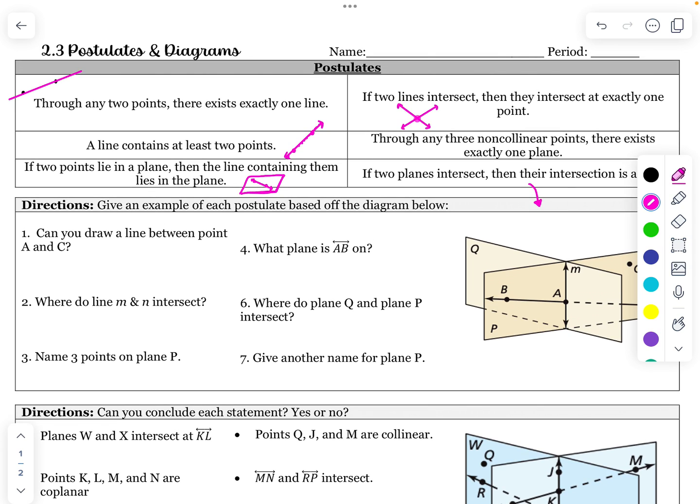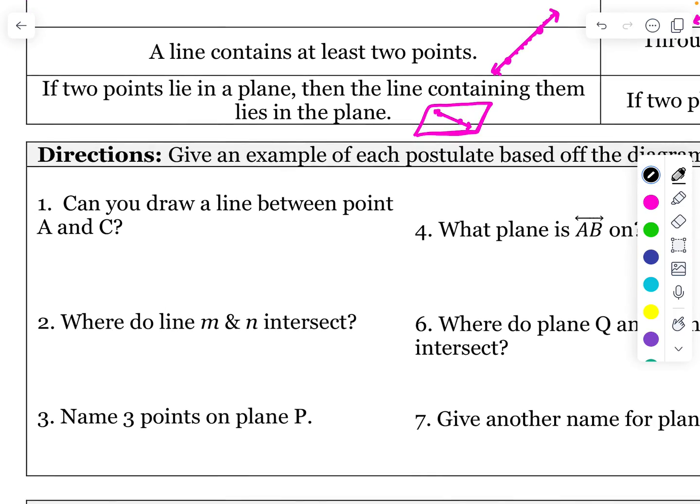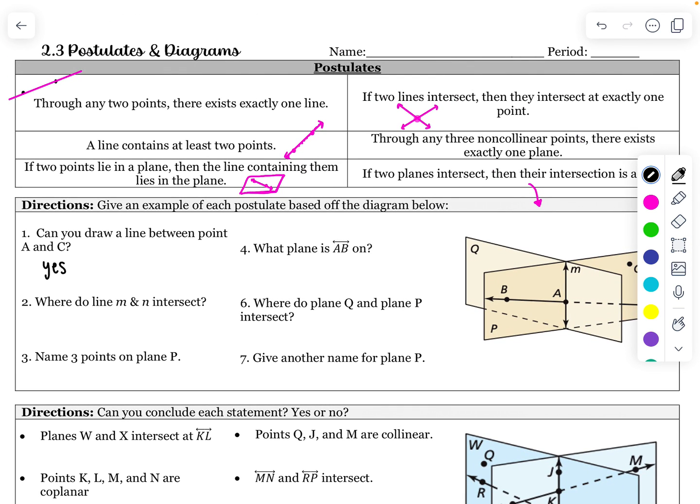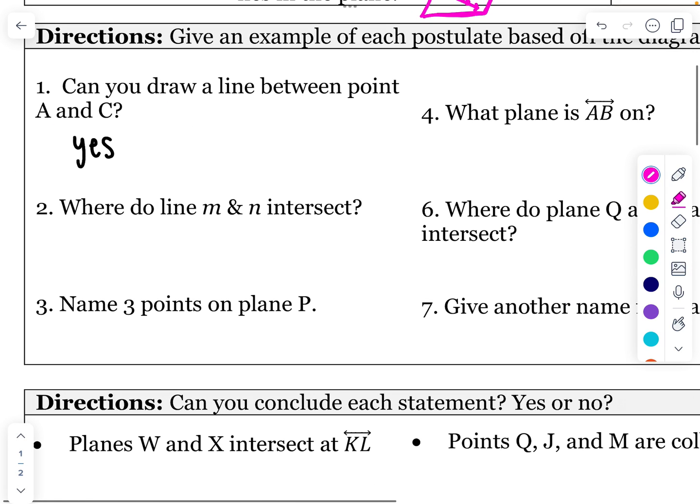So I am going to work a couple of these with you, and then I'm going to let you fill in the rest as your homework. So let's do one. Can you draw a line between point A and point C? This answer is going to be yes. And the reason why is that through any 2 points, there's always a line. And there's exactly one. So there's exactly one line that would connect A to C.